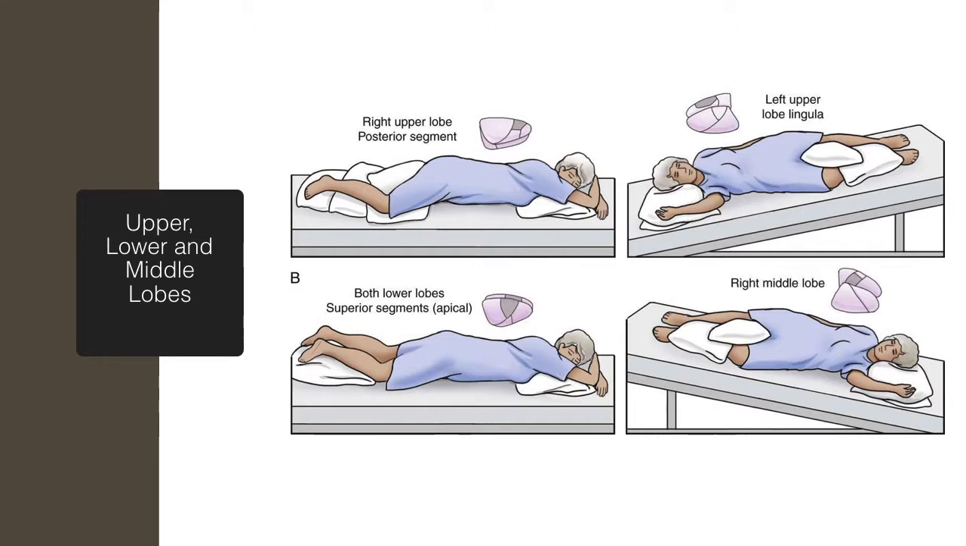For the superior segments of both lower lobes, the patient is prone with pillows under their ankles and a pillow under their head for comfort, but the table is flat. So no incline for the lower lobe superior segments, as well as the right upper lobe posterior and anterior segments.